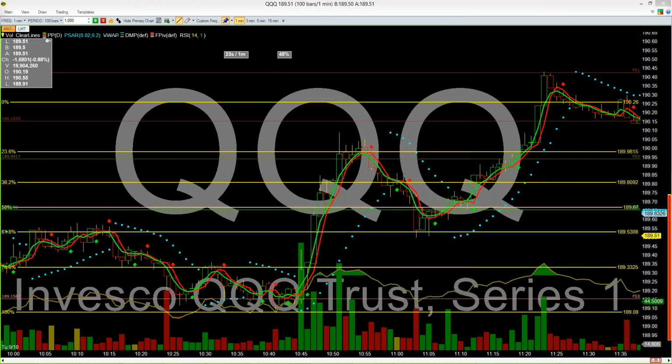I could have gotten more out of it, but I try to be very disciplined and get 10 cents. I got 11 on this trade. But I saw the 50% fib in the DML, so I knew we had room to come back down.